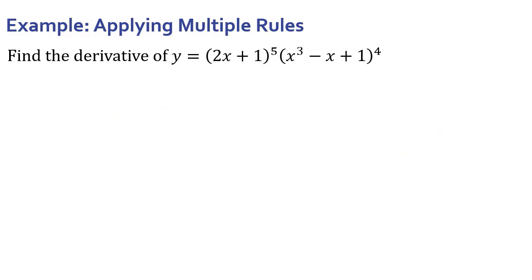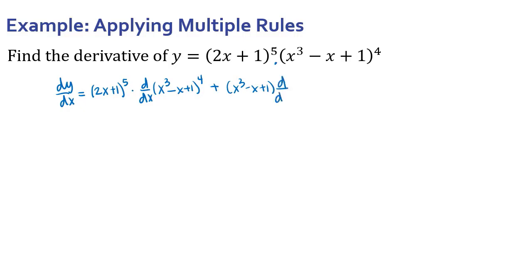Okay, so now let's look at a problem where we're going to have to apply multiple rules. Find the derivative of 2x plus 1 to the 5th power times x cubed minus x plus 1. Okay, super yuck. So the first thing that I see is I have two things that are getting multiplied together, so the first thing I'm going to use is the product rule. So product rule: dy over dx equals f of x, the first function, times the derivative of the second, plus the second times the derivative of the first.